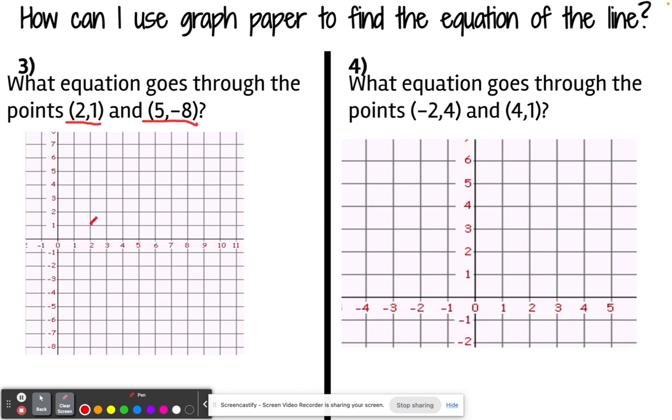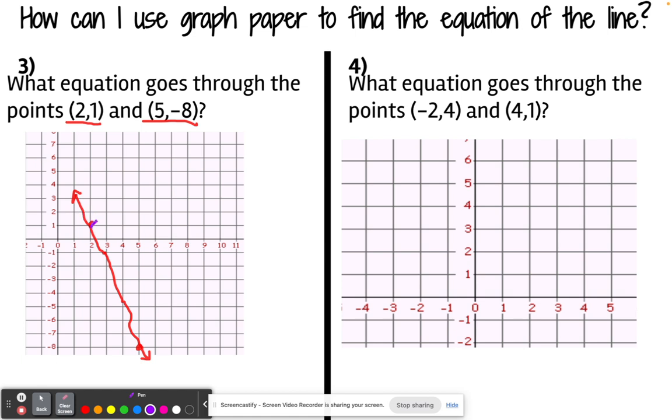1, 2, up 1. And 1, 2, 3, 4, 5, down 8. Right here. And I can connect my points. Kind of, sort of. As long as I have my points, straightness of my line doesn't hurt me too much. It'd be nice if it was straighter. But, so I have 2 points. I don't have my y-intercept yet. I'm going to need to make an additional point. But first I need to know my slope.